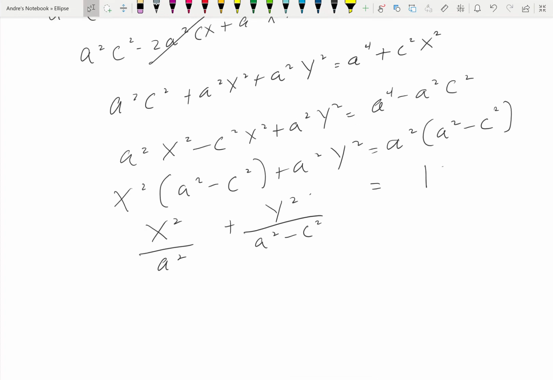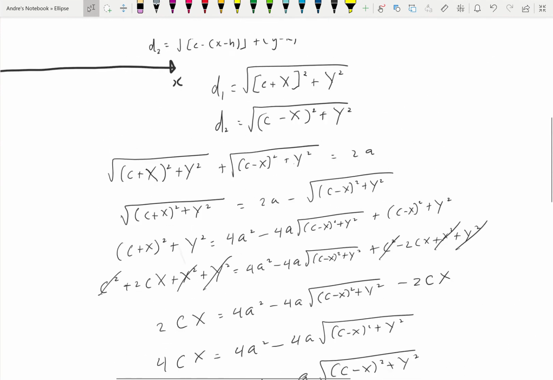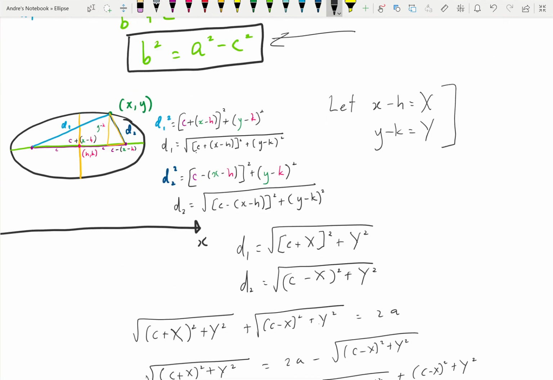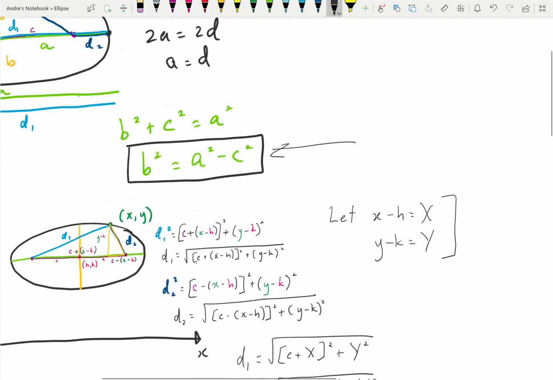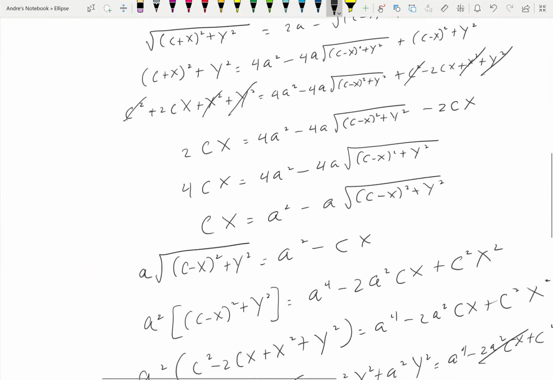And we're basically there. We just have 3 substitutions to make, where we established earlier on that we let big X be equal to x minus h and big Y be equal to y minus k. And b squared is equal to a squared minus c squared. So if you make those 3 substitutions, substitute b squared for a squared minus c squared, and substitute big X for x minus h, big Y for y minus k, we are there.